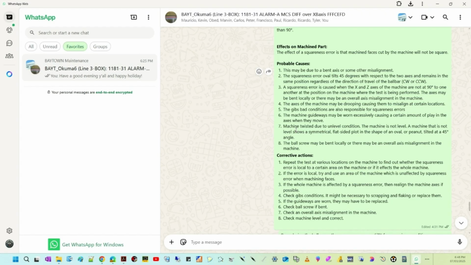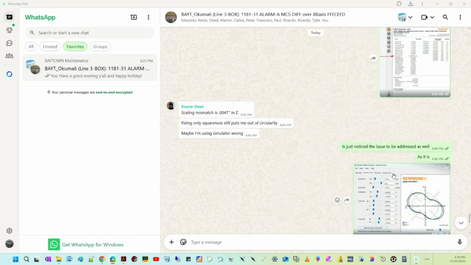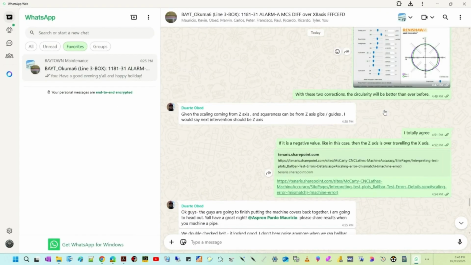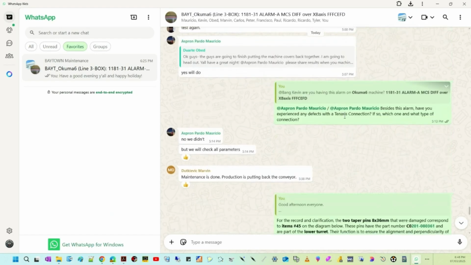All possibilities. And they found another related issue, too. A scaling mismatch, this time in the Z-axis, about 0.00047 inches. Okay, so now they have two issues post-repair. The worsened squareness and this Z-axis scaling mismatch. What's the plan now? Well, the team recognized that both of these issues are contributing to the overall circularity being out of tolerance that the ballbar test measures. You can't get perfect circles if your axes aren't square and moving the correct distances. Right, they compound each other.